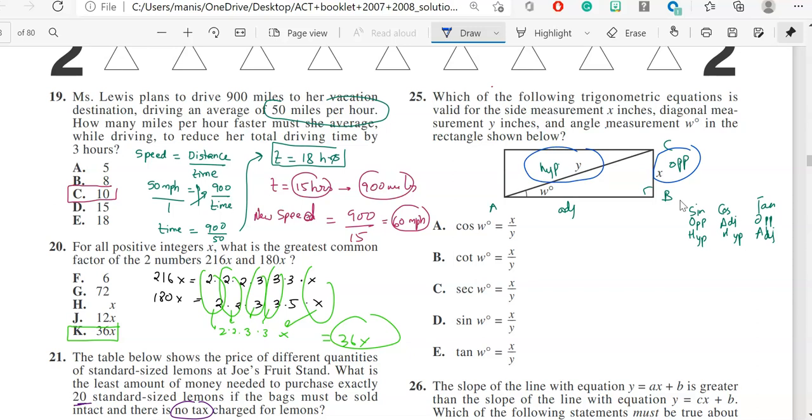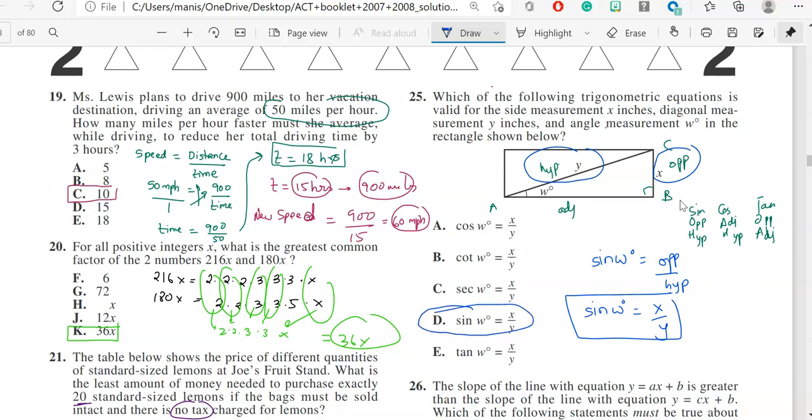So this is your opposite over hypotenuse. So what will it be? It will be sine w is equal to opposite over hypotenuse. Opposite over hypotenuse means x over y. So sine w is equal to x over y. Do you see any answer choice? Yes. Option choice D is the correct answer for this problem.